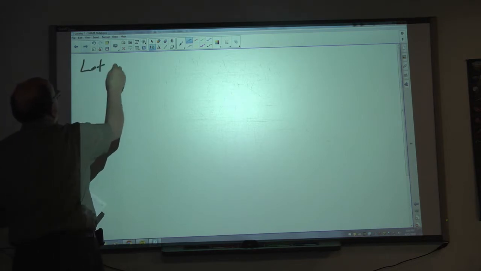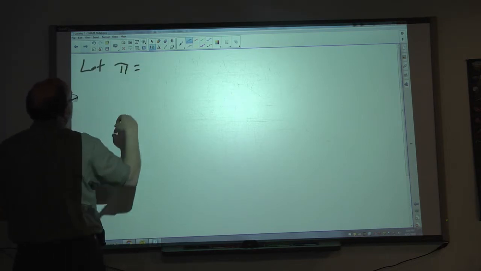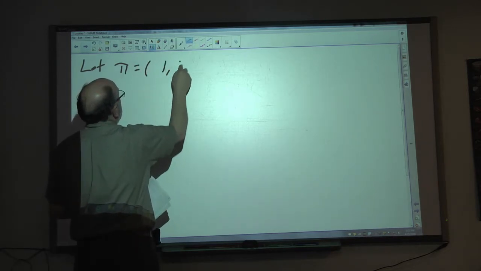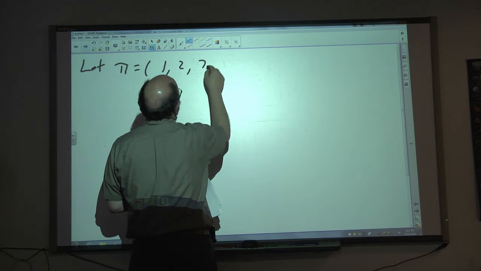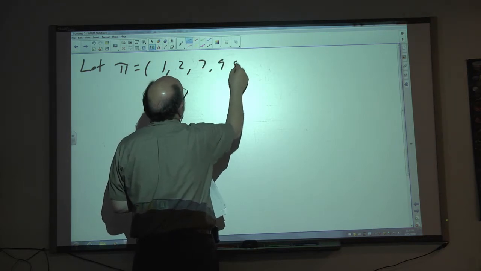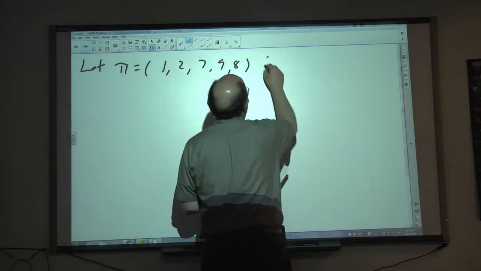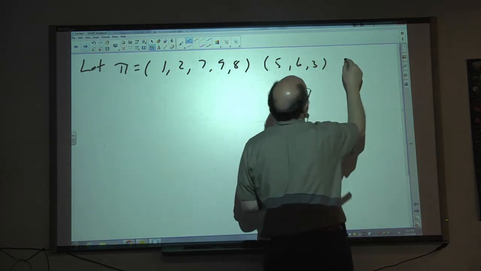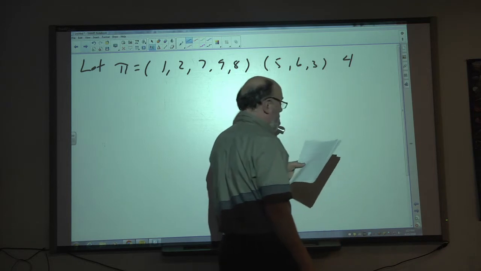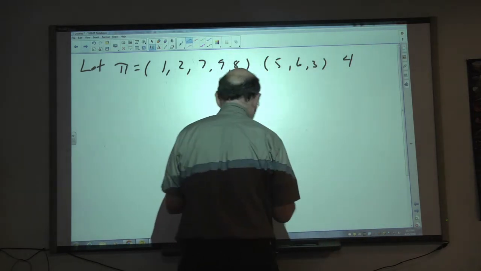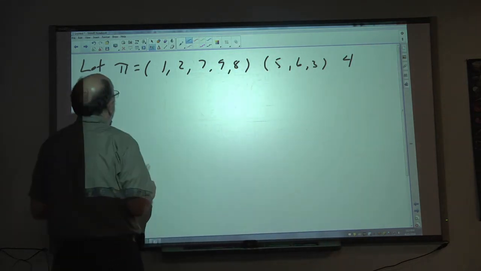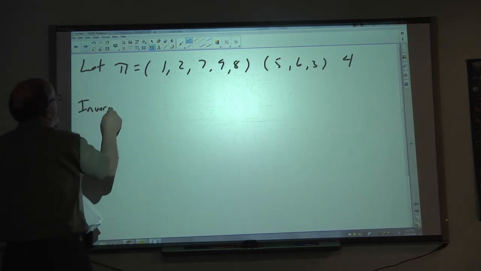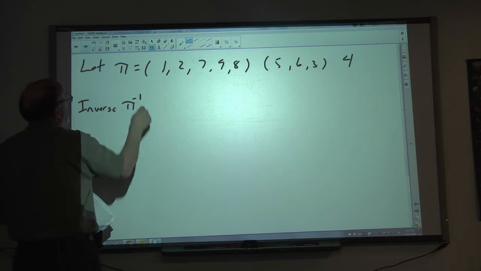We'll do these. But pi, something to say pi, and pi is not going to be pi as in this cycle: 1, 2, 7, 9, 8, 5, 6, 3, and so the inverse of this, pi inverse.